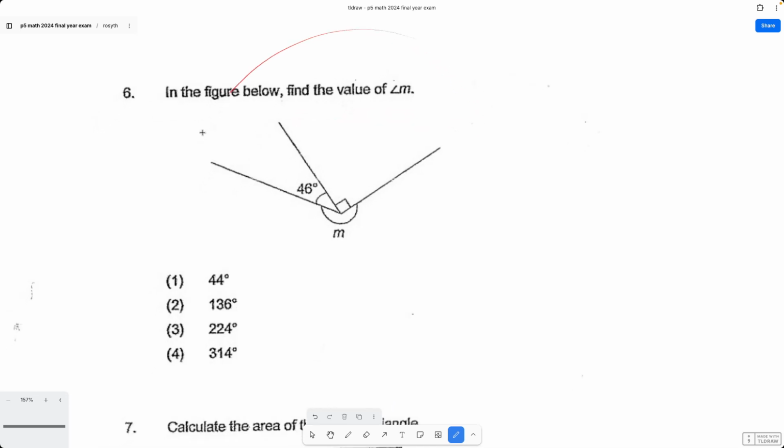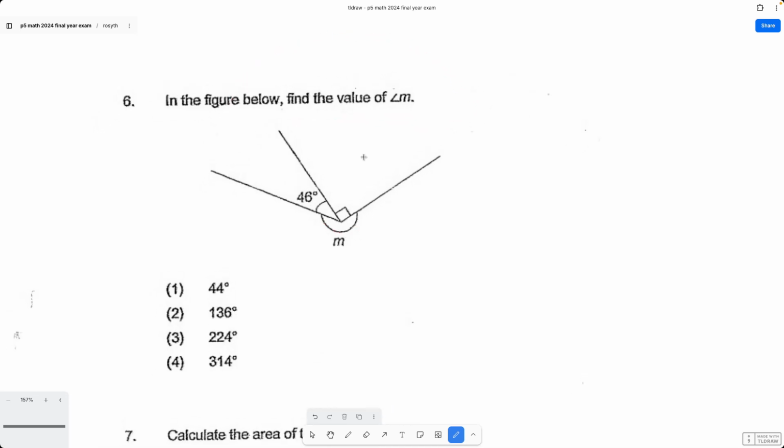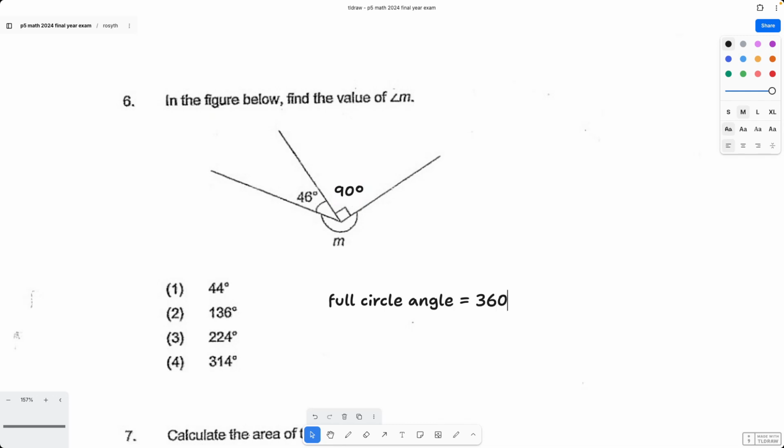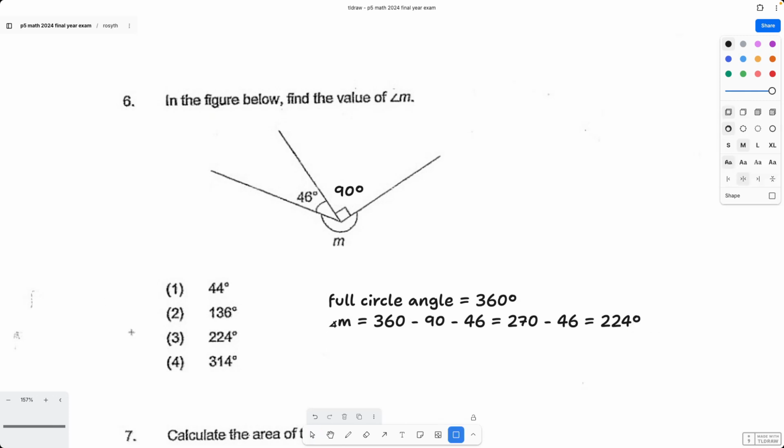In the figure below, find the value of the angle. So we have the right angle is 90 degrees. Over here, a full circle angle is equal to 360 degrees. So then angle M is equal to 360 minus 90 minus 46. So 360 minus 90 is 270, minus 46. This will then become 224 degrees. So you see over here, this is option number 3.